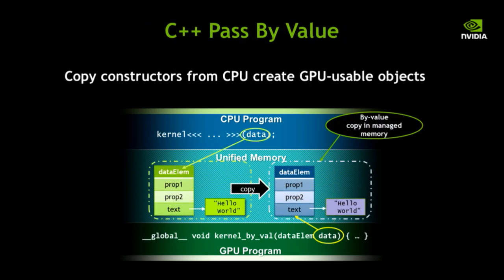And another example, pass by value. Here, instead of the reference parameter, I just have a pass by value parameter, and this causes the copy constructor to be invoked. So I get a new copy, but it's still in unified memory, and so that works too.